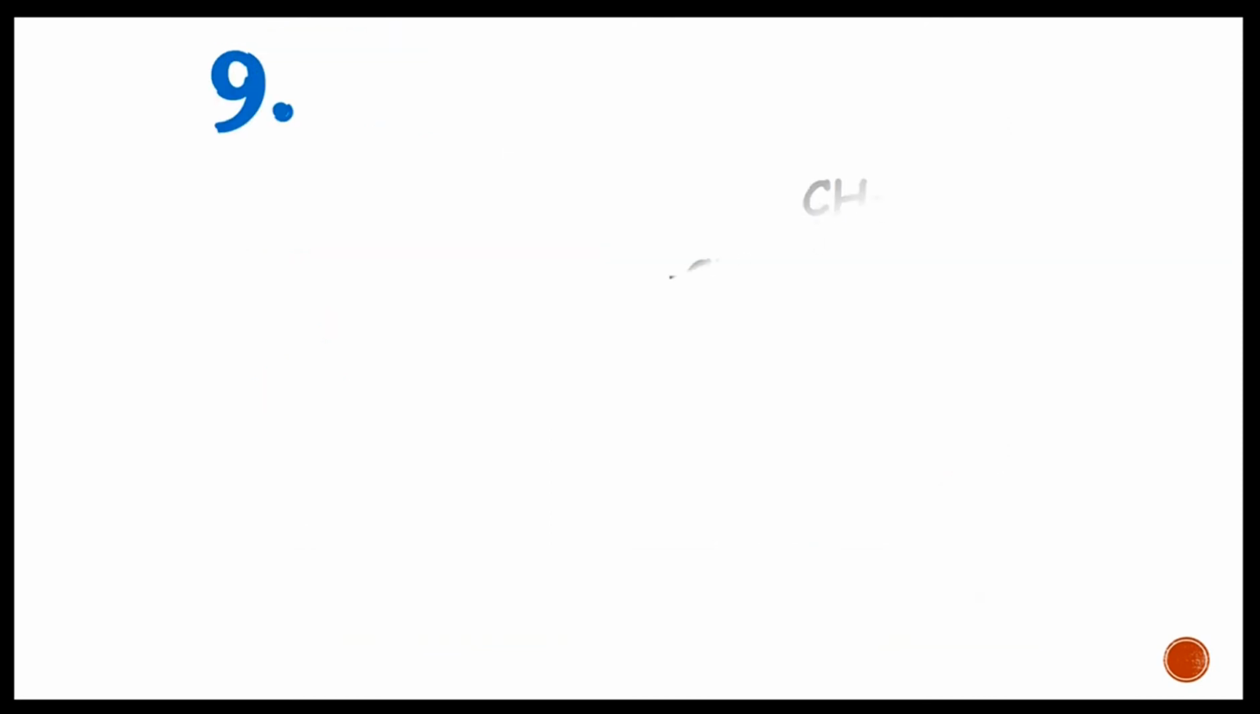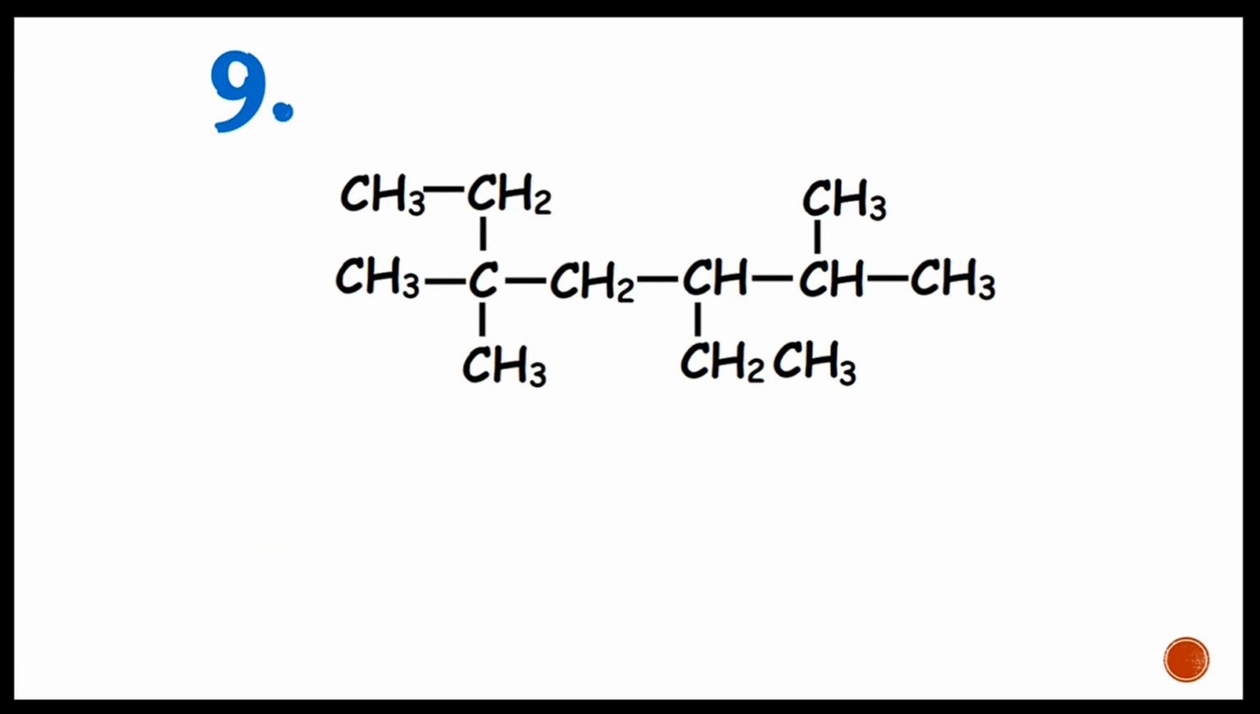Okay, so we are continuing, and then we have our 9th example. Let's count and then find out our longest chain.